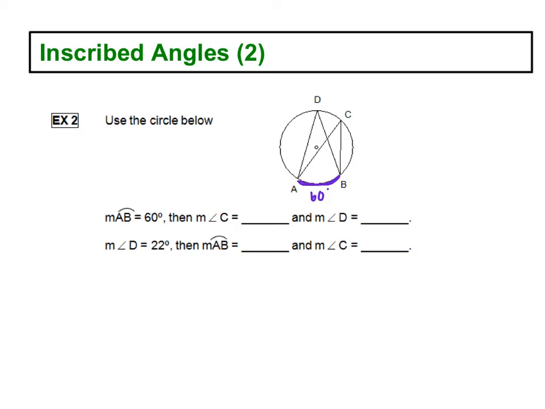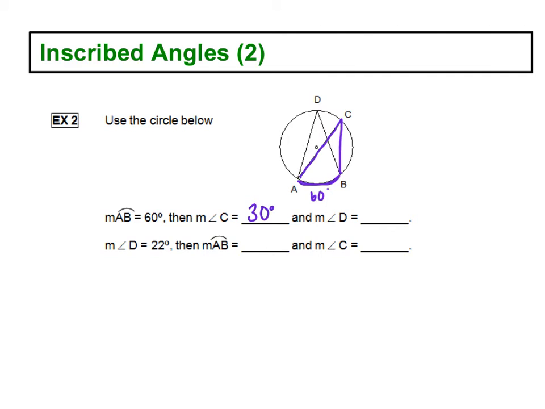Then the measure of angle C equals, and we have to find angle C. If I look at angle C, I'm just going to connect these like this. Do you see how if I draw those two sides of that angle, it's forming arc AB? So this is an inscribed angle, and for all your inscribed angles, we said the angle measure is half of the arc measure. So if the arc is 60 degrees, angle C is not 60, it's half of that, which is 30 degrees.